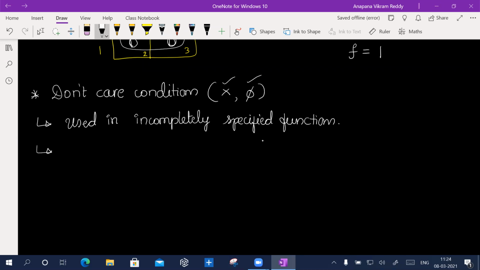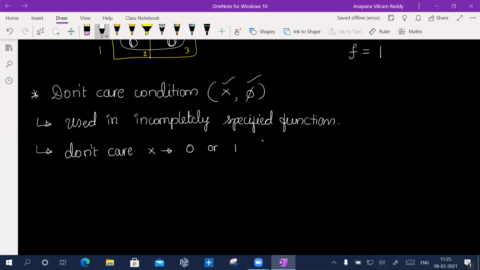And the second point is, while grouping adjacent cells, a don't care can be treated as either 0 or 1. If you are grouping max terms, then you can treat don't care as 0. If you are grouping min terms, then you can treat don't care as 1. So I'll make use of a cross for don't care, which could be 0 or 1.